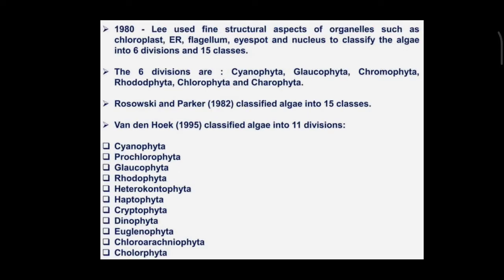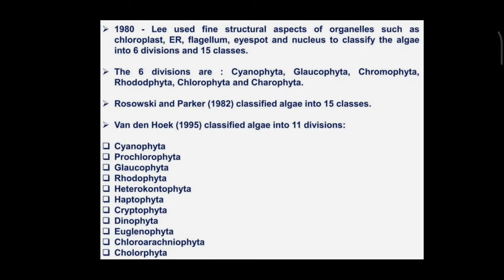In 1980, Lee used fine structural aspects of organelles such as chloroplast, endoplasmic reticulum, flagellum, eye spots and nucleus to classify the algae into 6 divisions and 15 classes. The 6 divisions were Cyanophyta, Glaucophyta, Chromophyta, Rhodophyta, Chlorophyta, and Charophyta. In 1982, Rowan and Parker classified algae into 15 classes.